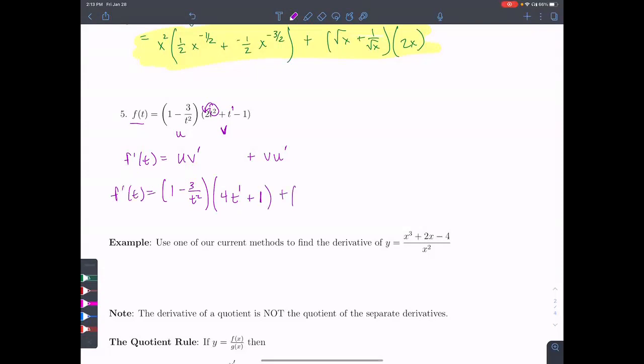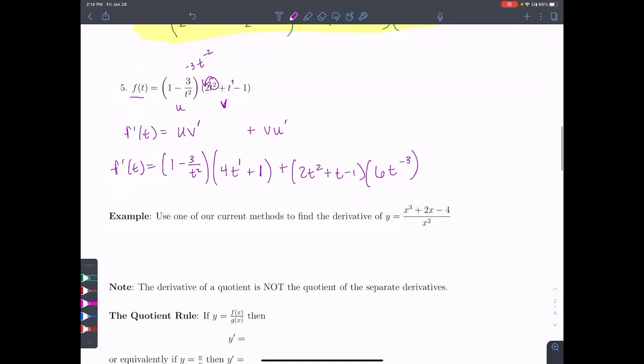And then 2t squared, that's v, times u prime. So the derivative of this guy is 0, and then we need to take the derivative of this. That is negative 3 times t to the negative 2. So exponent down front would make that positive 6, negative 3 times negative 2. So positive 6 t to the negative 3. And again, you don't need to simplify for Hawkes.